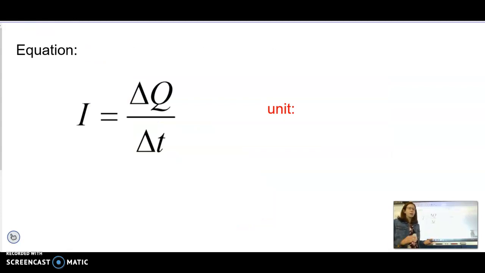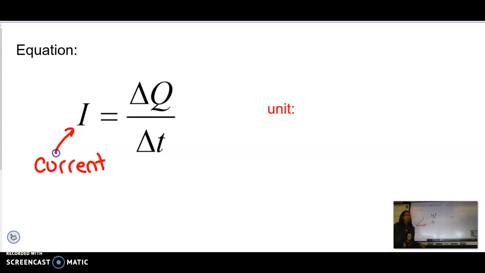So this is the equation for current. I would encourage you to go ahead and write that down onto your formula sheet. So if you want to pause, go ahead and jot it down. But let me give you some details as to what all this means. I is the letter that we use to stand for current. So just get used to the letter I being current.